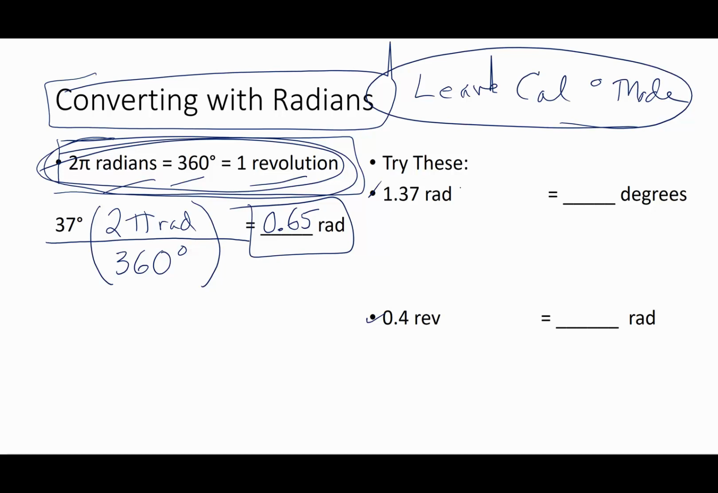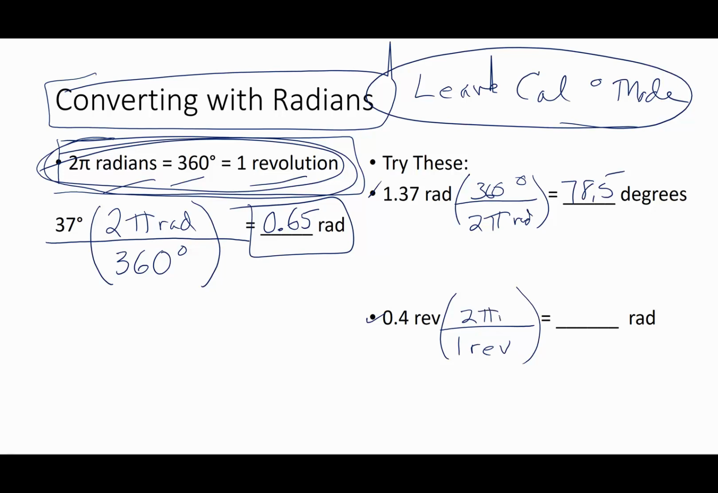All right, so 1.37 radians. We're going to get rid of radians and go to degrees: 360 degrees per 2 pi radians. When I did that, I got 78.55 degrees. Next, 0.4 revolutions, because often things are given in revolutions. Each one revolution is equal to 2 pi radians. When I do that, I got 2.51 radians. All right, that's not too bad. We will come back later and continue with rotational kinematics.